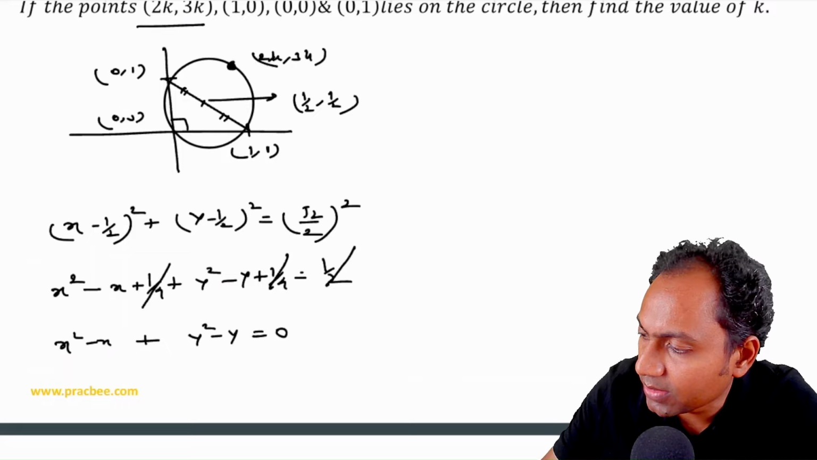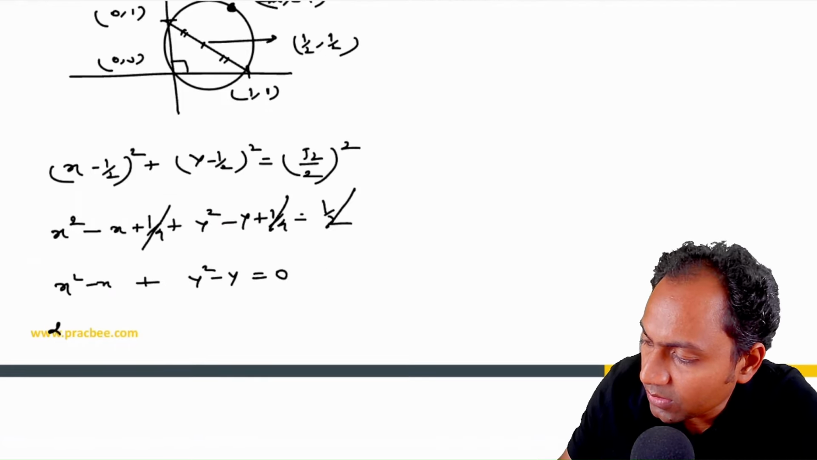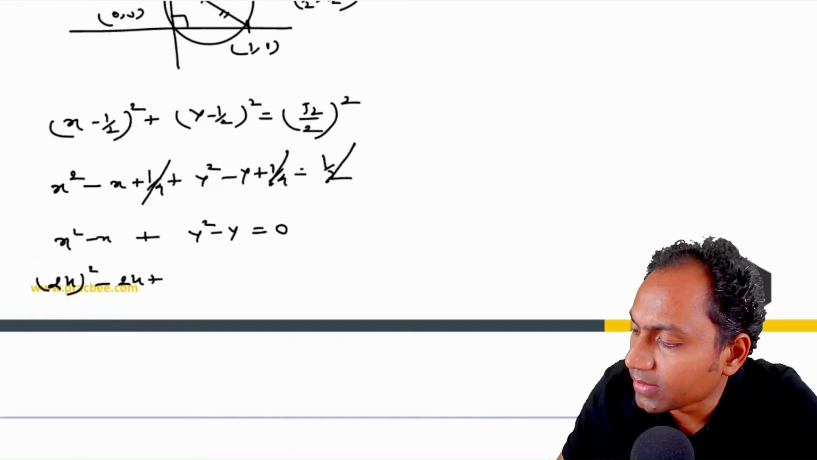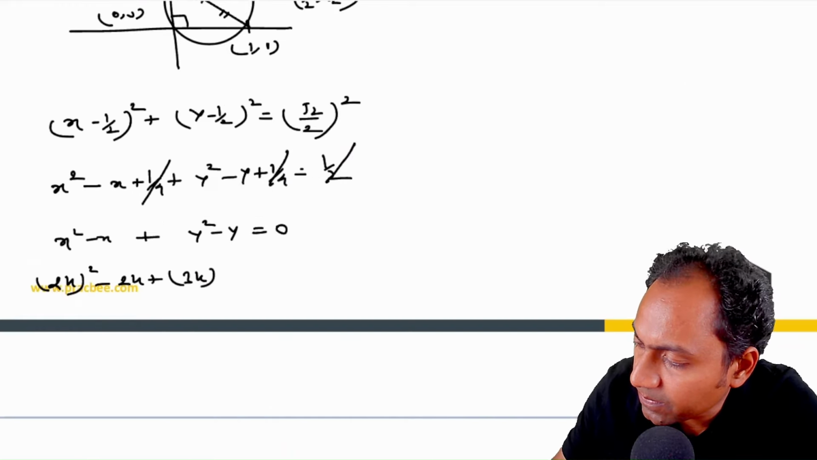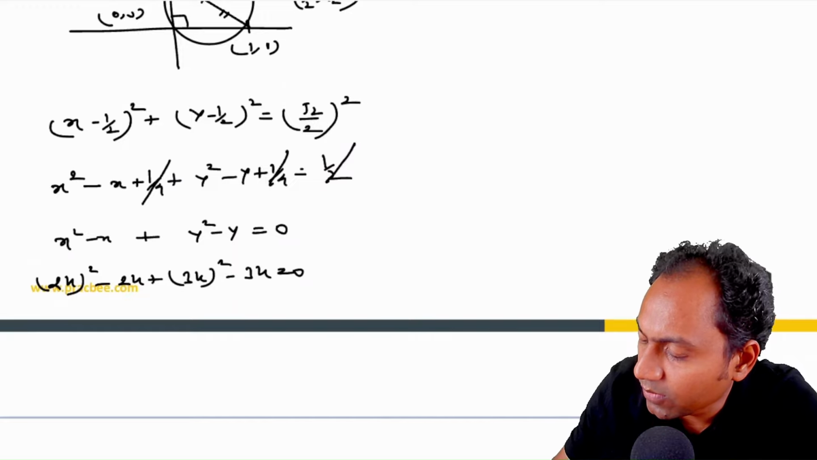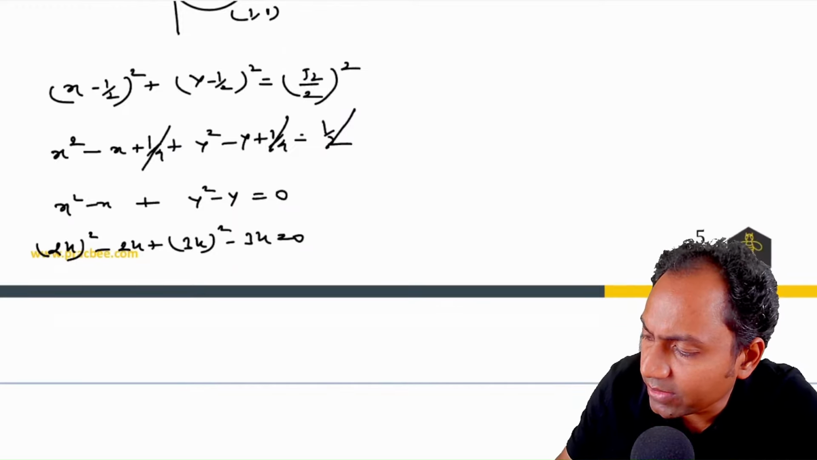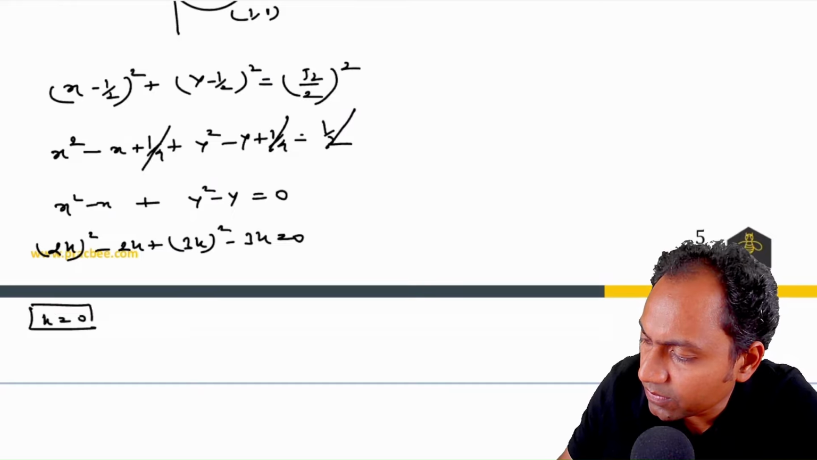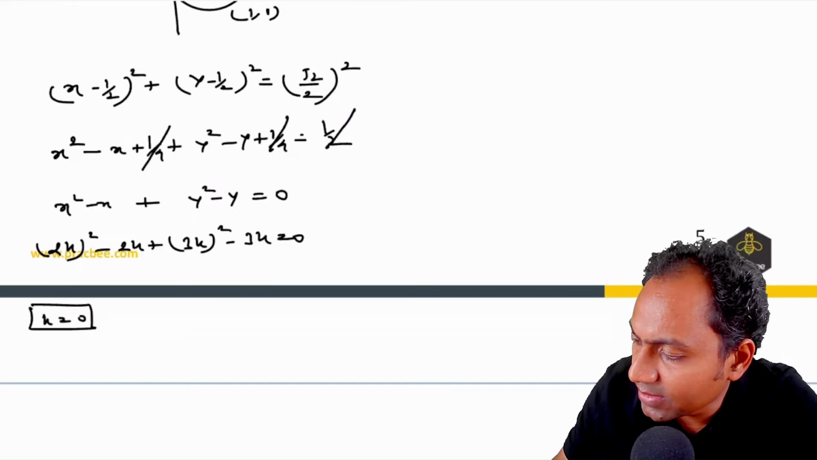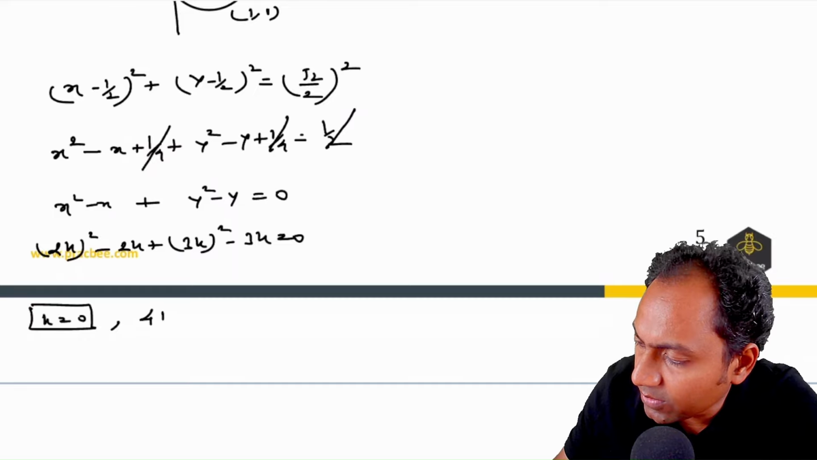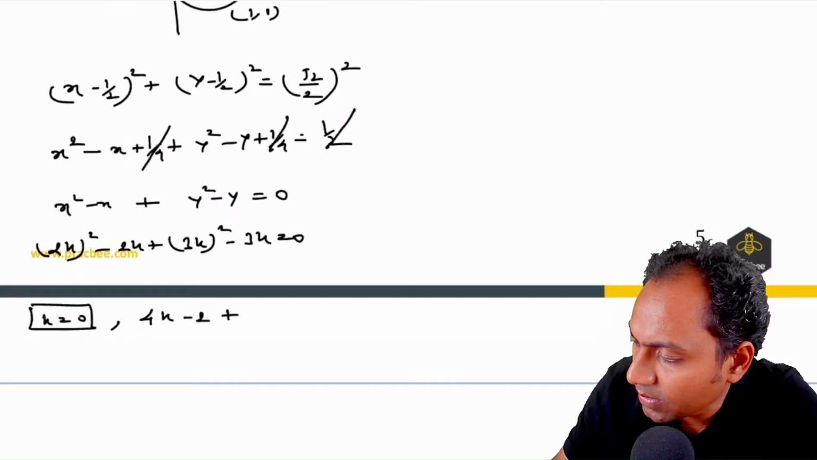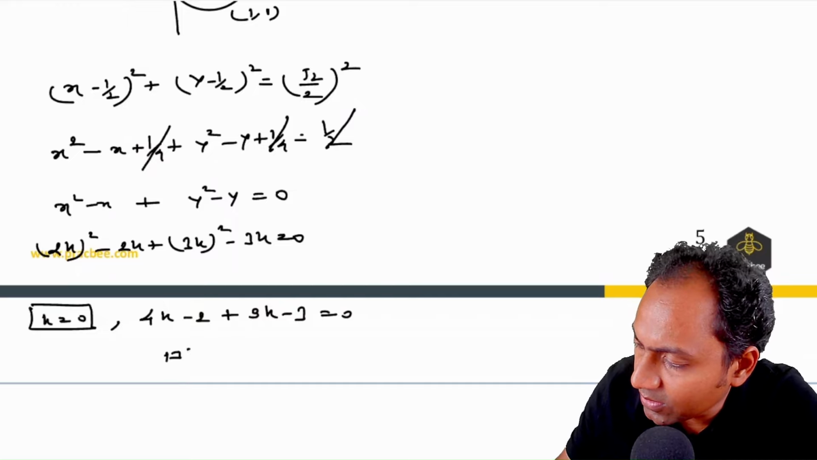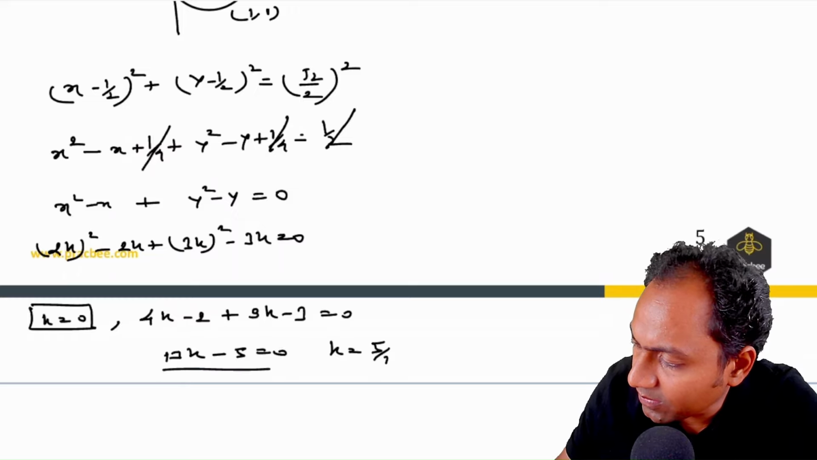(2k, 3k), and if I substitute this into this, it becomes (2k)² − 2k, and then (3k)² − 3k equal to 0. And one value of k that we are getting from here is nothing but k = 0. And another value that we get is 4k − 2 + 9k − 3 = 0. So what we are getting is 13k − 5 = 0, or the value of k comes out to be 5/13.